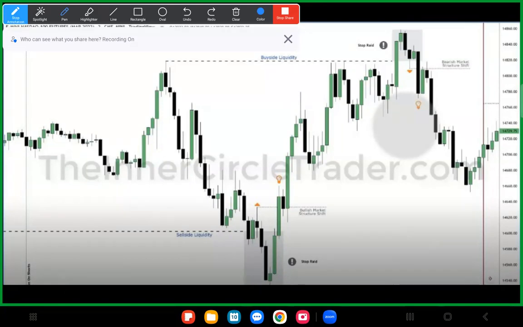So his ICT 2022 model talks about taking out liquidity, going above a short-term or intermediate-term high or low with displacement, and that is your market structure shift. And then we rebalance that imbalance within that range. And then we ride that continuation from that imbalance towards our target, right? So that's, in a nutshell, that model. But there's other ways of looking at this as well.